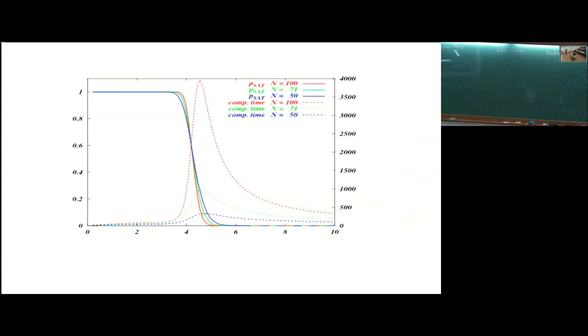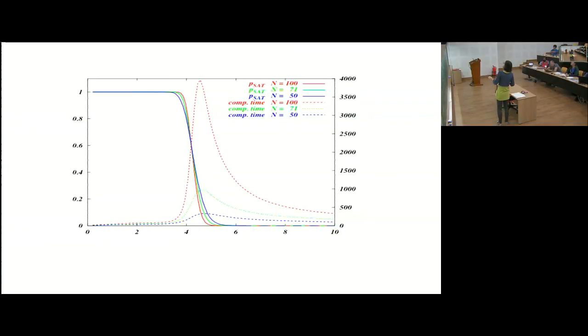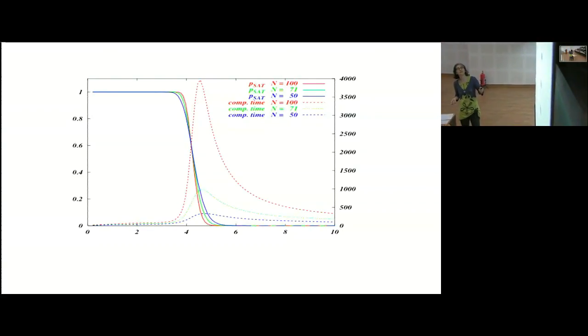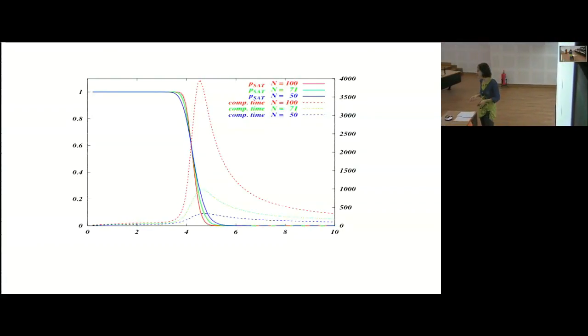So, this is actually not the coloring problem. These are data for a related problem, but it's not very important. Let's first look at the full lines. That would be the probability that the given graph is colorable with a given number of colors. And these are just for graphs that are larger and larger as the color changes. And you see that it gets sharper and sharper.